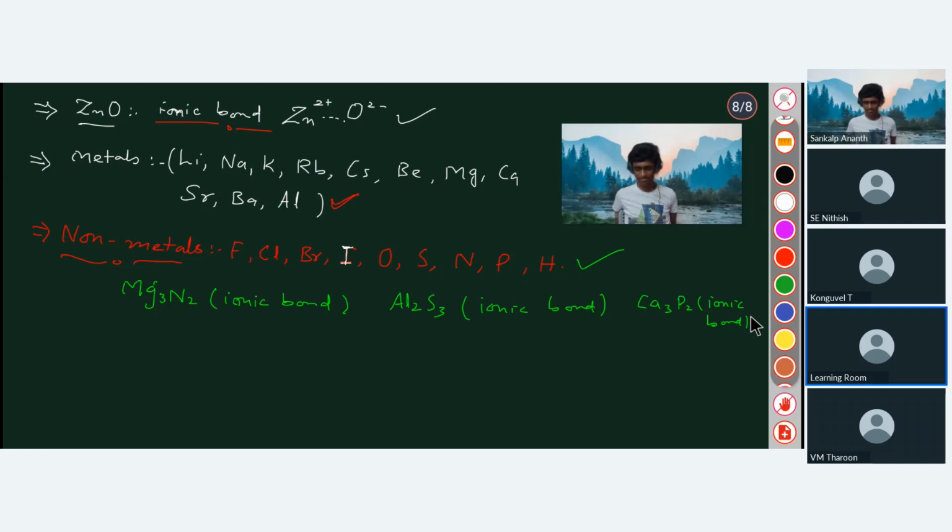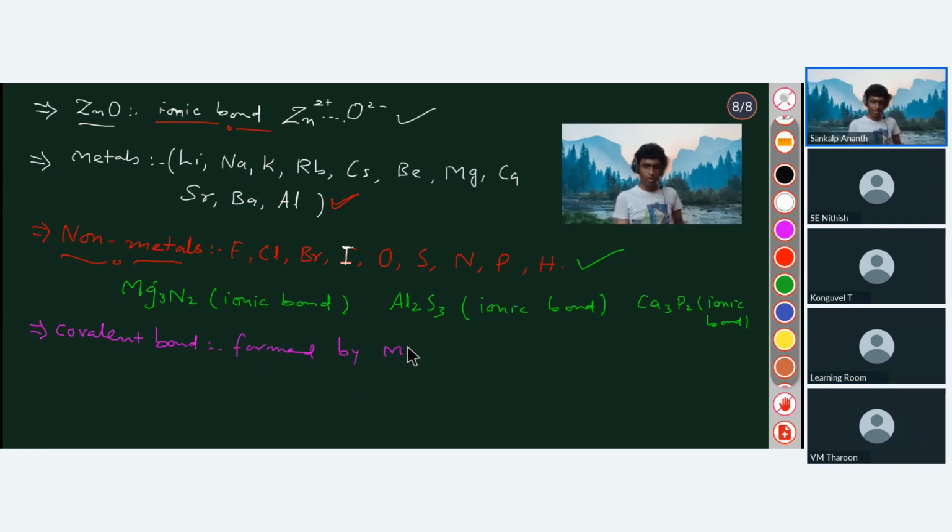I hope that you can now differentiate whether it is an ionic compound or covalent compound, whether there will be an ionic bond or a covalent bond, isn't it? So can you give one example of a covalent bond? Fluorine and fluorine. A covalent bond is formed by mutual sharing of electrons.